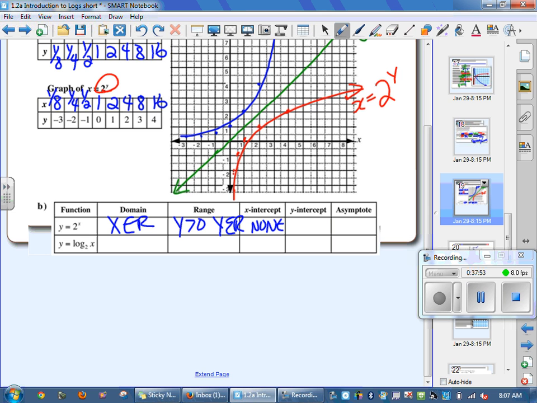Let's do the exact same thing for our log graph. We're going to have x is greater than 0, x ∈ ℝ. Then we have y ∈ ℝ, no boundaries on our y. x-intercept always at (1, 0) that we know. There's no y-intercept that we deal with, and the asymptote is our y-axis, which is our x equals 0 line.